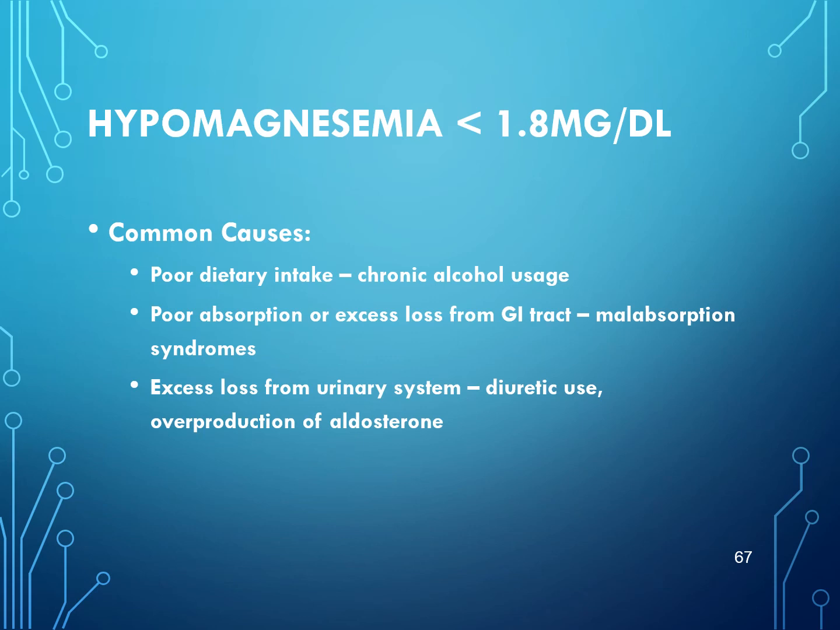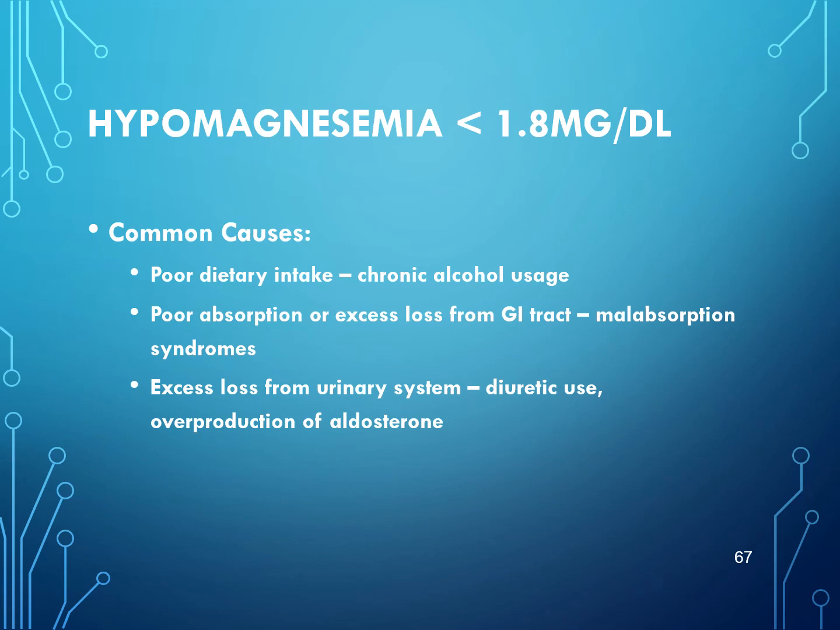We can have excessive loss from the GI tract. So magnesium is absorbed in the lower intestine. So it can be caused by prolonged diarrhea or a fistula drainage, even laxative abuse, or NG tube drainage. So we talked about NG tube drainage being a problem for our potassium. It's also going to be a problem for magnesium. So start looking for those links that are common for our clients.